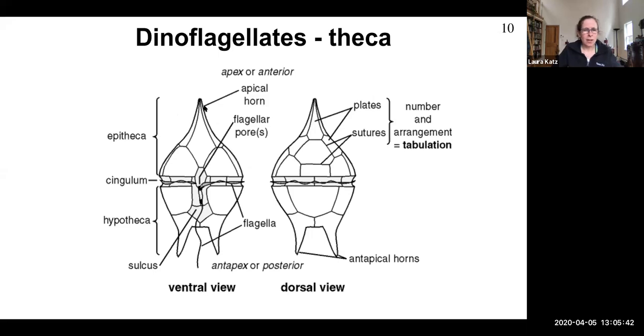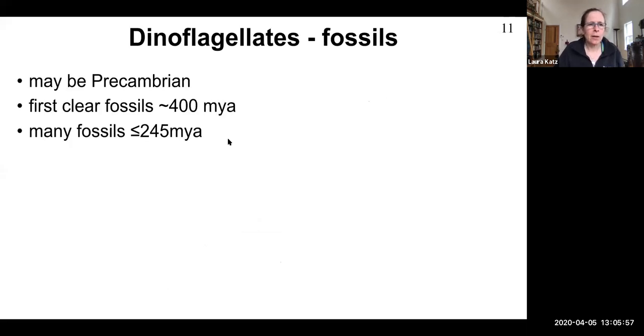So here's just some line drawings of dinoflagellates. They have all of this special terminology that is unique to them, which I won't ask you to know, except to say that things like the location of plates and sutures is how taxonomy in dinoflagellates originally was done before molecular data. They have a rich fossil record, perhaps Precambrian.